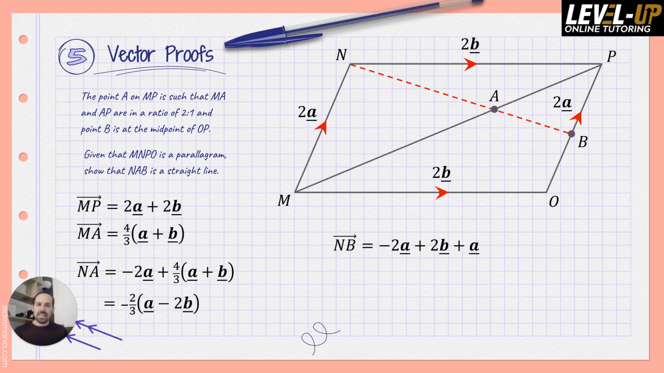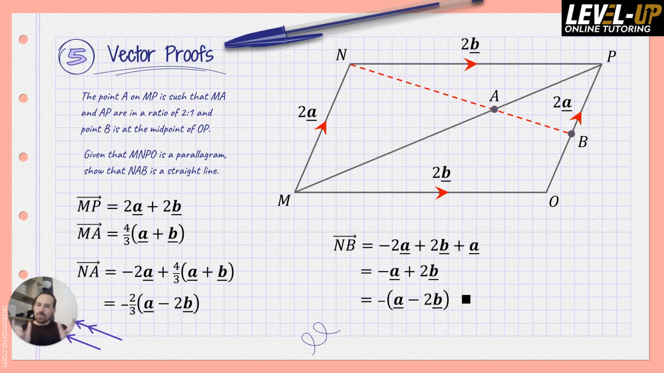Now let's try and find N to B. We can work that out because we've got N to M, which is minus 2A, then M to O, which is 2B, and then O to B is going to be A, because O to P is 2A and we're told that B is at the midpoint, so it's just half of that. Putting all that together we get minus A plus 2B, and if we factor out a factor of minus 1, we're getting minus (A minus 2B) in brackets. And now you can see this is the end of the proof, and I've put the little square again, like in circle theorems. You can do that if you want, you don't have to.